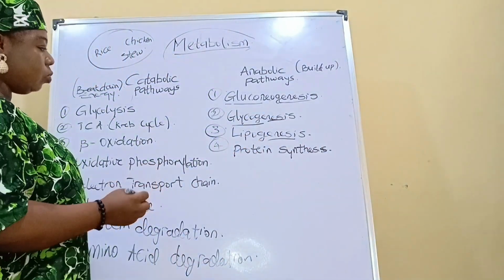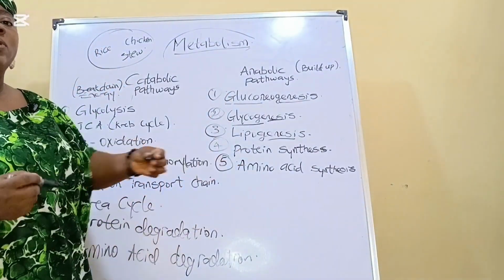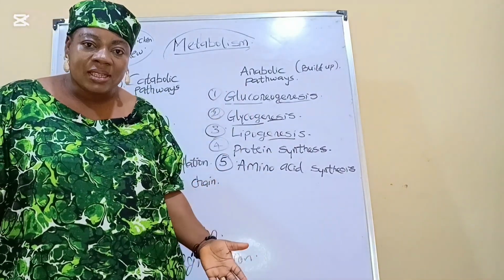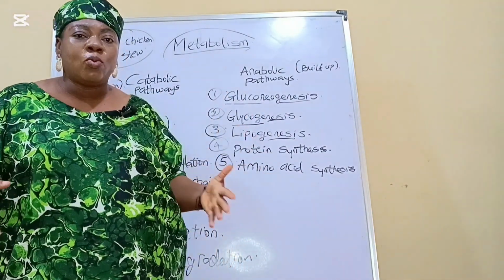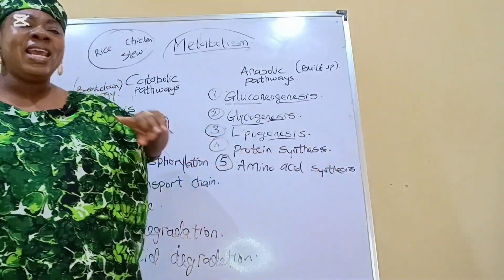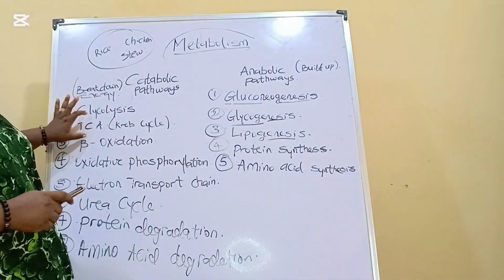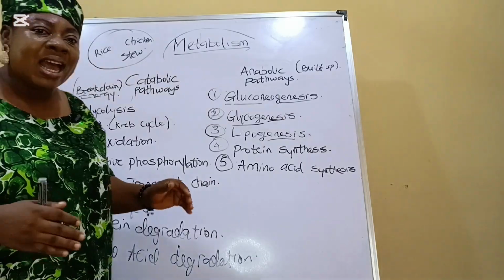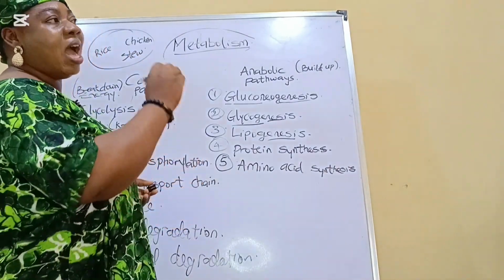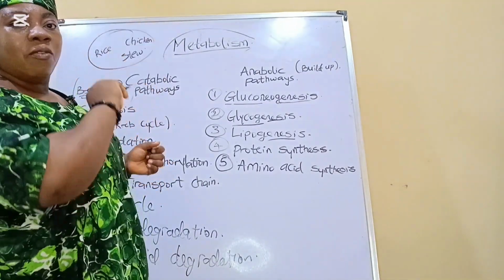Now, let's move to another pathway. Number 5, amino acid synthesis. What happens here is that we want to produce new amino acids. How does that work? These amino acids are produced from the intermediates of glycolysis and TCA cycle. Let's take glycolysis for example. We have glucose to glucose phosphate to fructose phosphate.